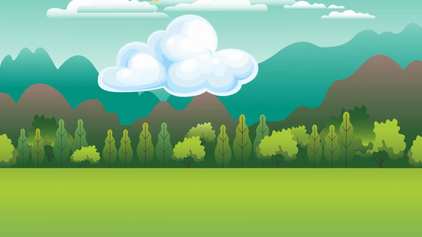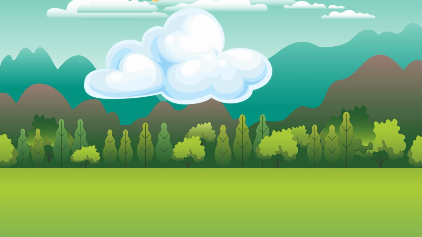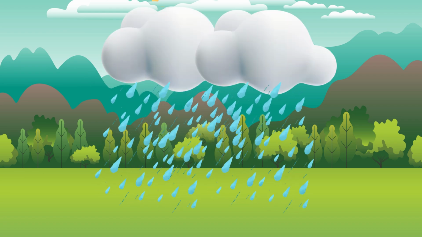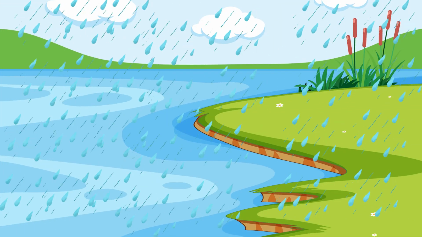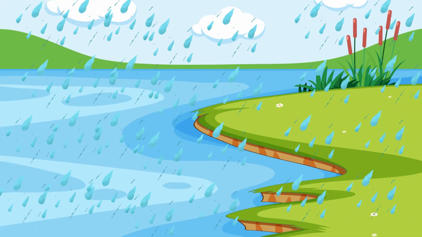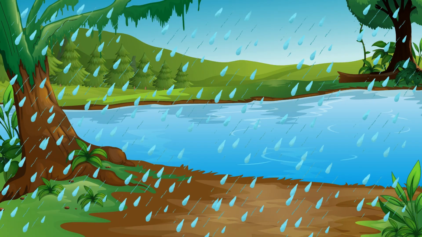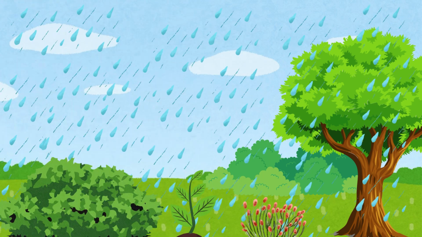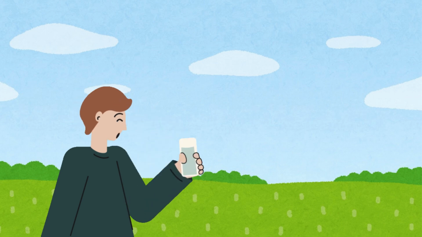Soon, you're too heavy to stay in the air. You start falling back to Earth as rain, snow, or hail. This is called precipitation. Some of your water droplet friends land in rivers and streams. Others soak into the ground, becoming groundwater. Plants drink up some of the water through their roots. Animals and people use water too.